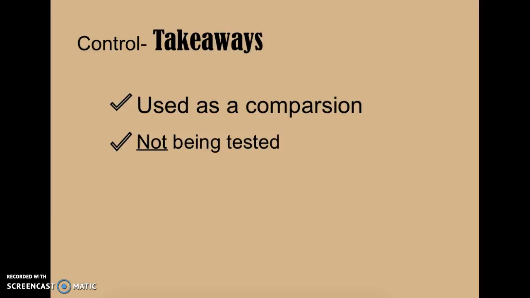So our takeaway is that the control is used as a comparison. That's why it needs to be kept the same. And this is not being tested. So in our experiment, we're looking for some things that are not being tested but left the same.